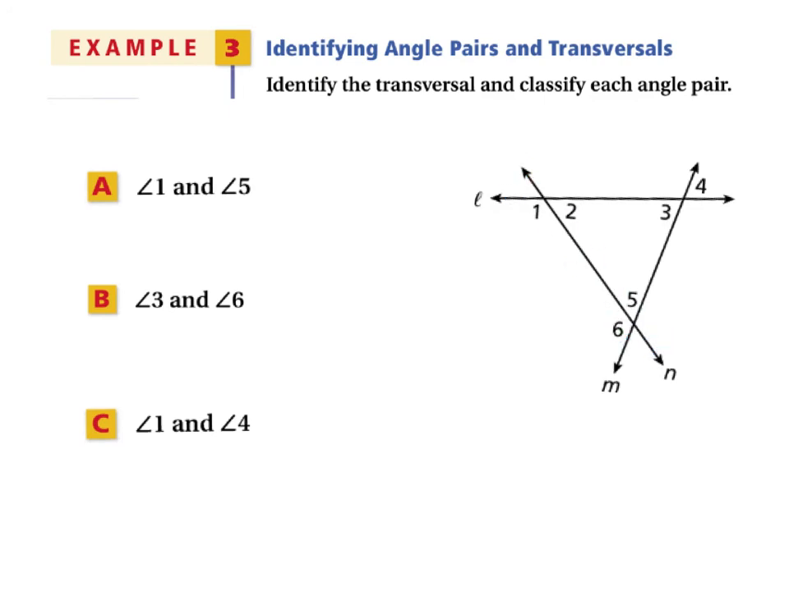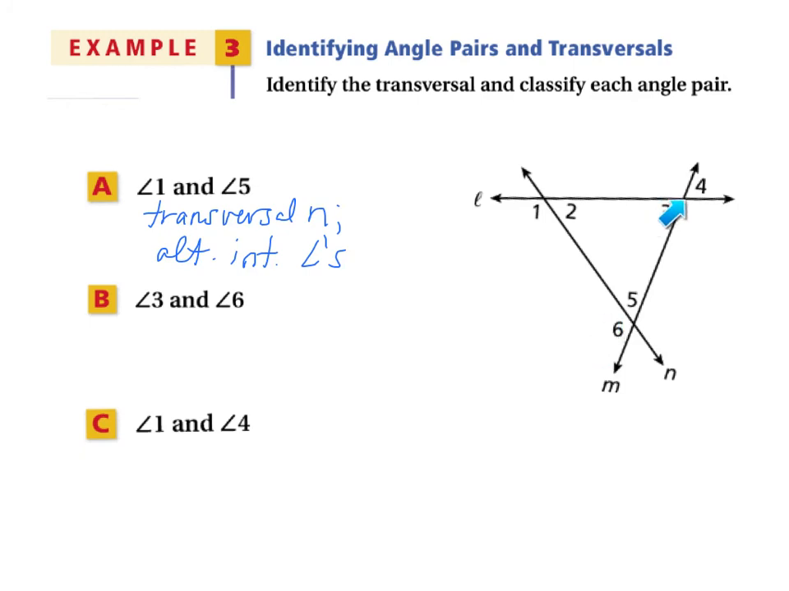So for A, transversal N, and what angles are they? Well, here's lines L and line M are intersected by transversal N. So we have the 8 angles. So 1 and 5 would be, they're on inside and on alternate sides of the transversal. So they would be alternate interior angles.